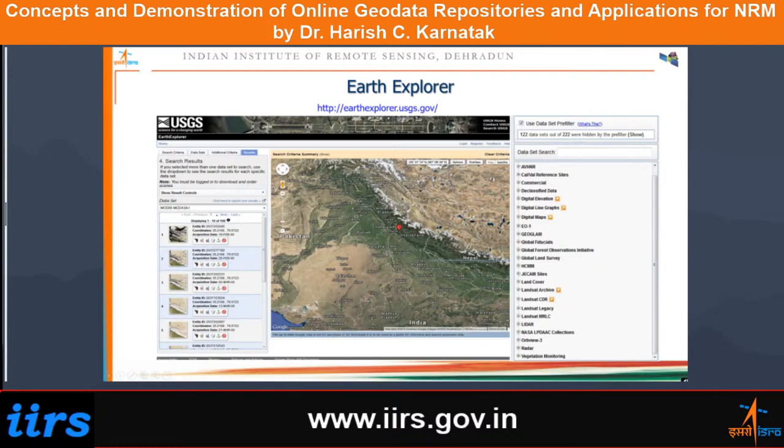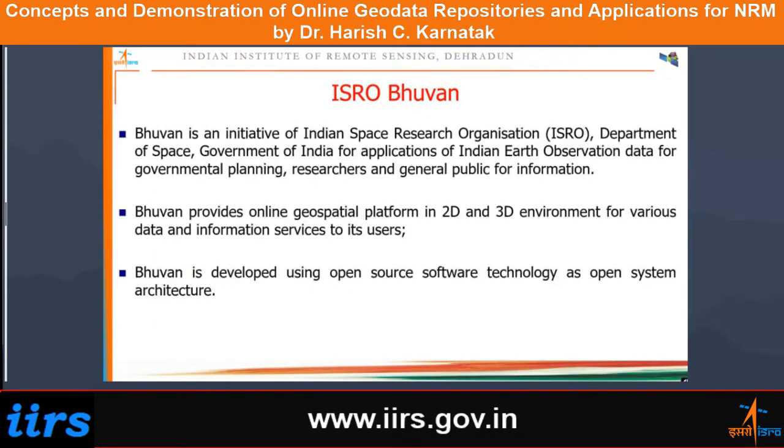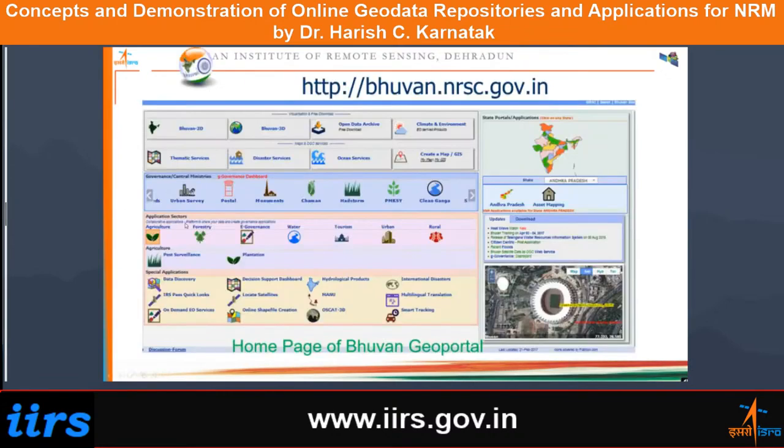ISRO Bhuvan, as I told you, is an online data repository developed by ISRO sometime in 2009, and today it's available as an open data repository to the users, and it's a completely indigenous development by India. Not only the data, but also the software product is developed in-house within ISRO and now hosted for public access. This is the URL of the website, bhuvan.nrsc.gov.in, and this is the homepage. Recently we have updated the homepage also.